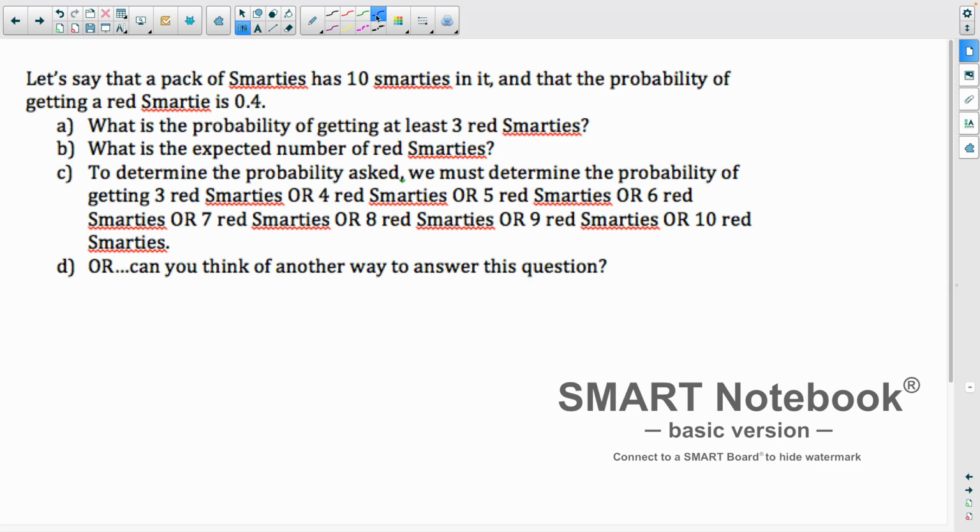All right, now here's the deal. In each little package, there are 10 Smarties. The probability of getting a red Smartie on average is 0.4. What's the probability of getting at least 3 red Smarties?